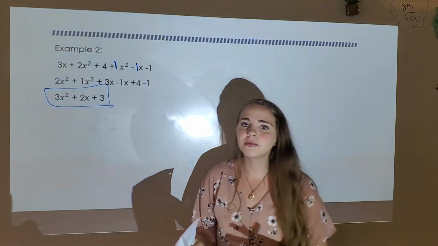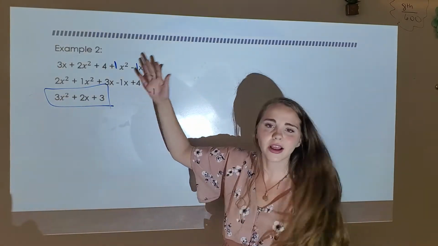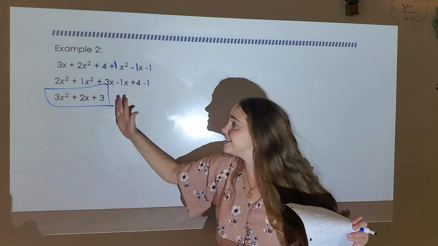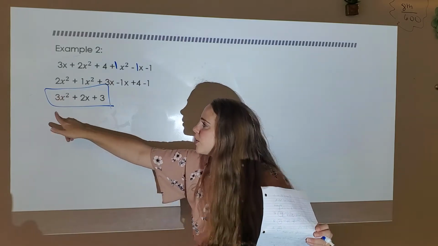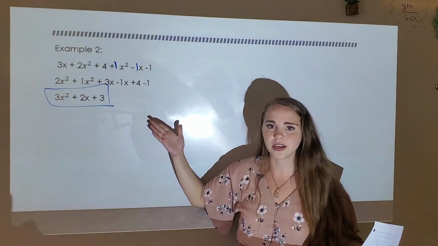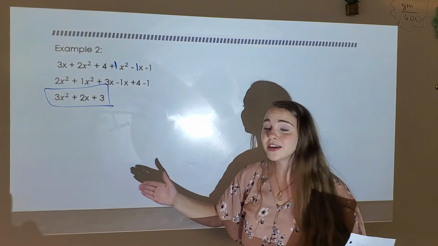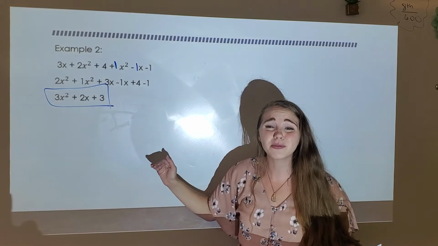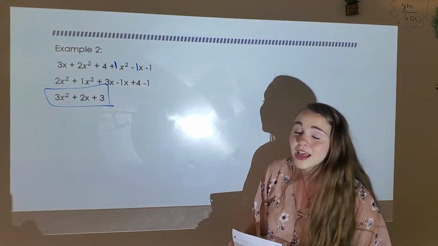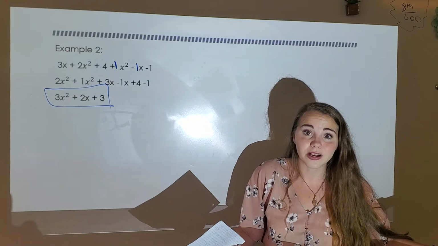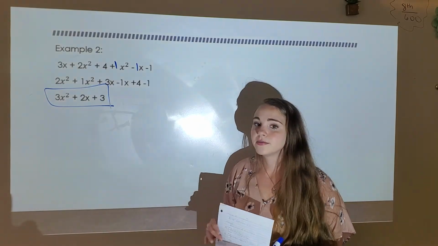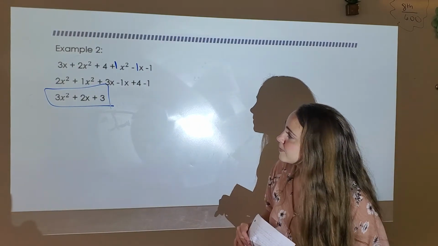Everybody wants to put them together and do 5x squared or 8 or whatever. You can't, because these are not the same thing. So it's fine to have a long answer like that. It says to simplify. Simplify just means make it as simple as possible. We can't make it any simpler unless suddenly they told us what x was. So that's it. I guess that's the end.